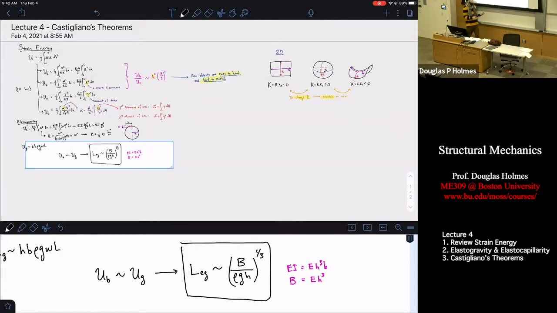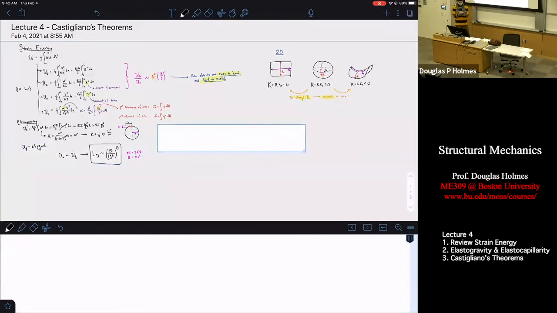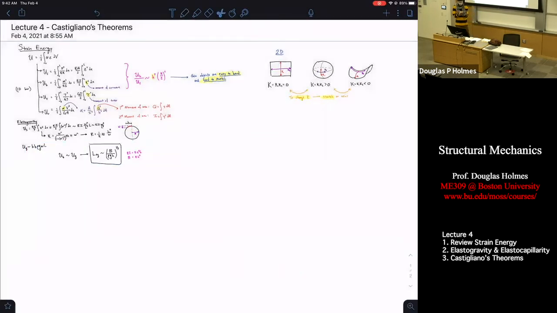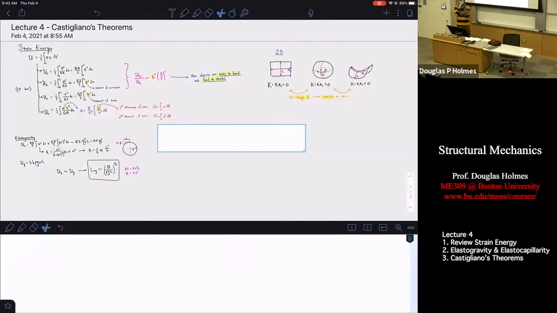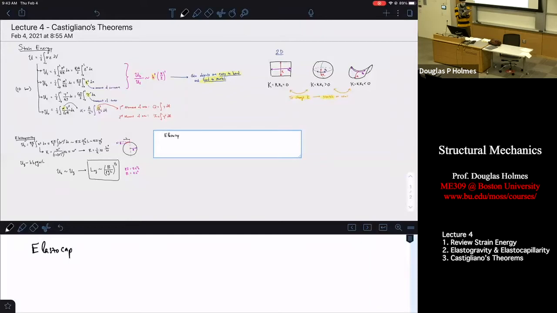You could do the same thing asking when will a fluid bend an object? I'll do this one even quicker. Elastocapillarity.